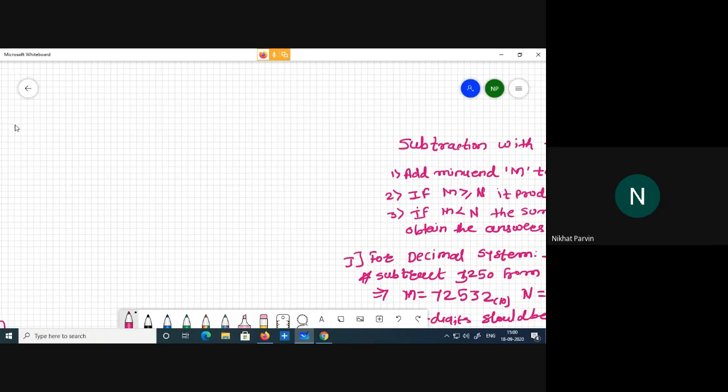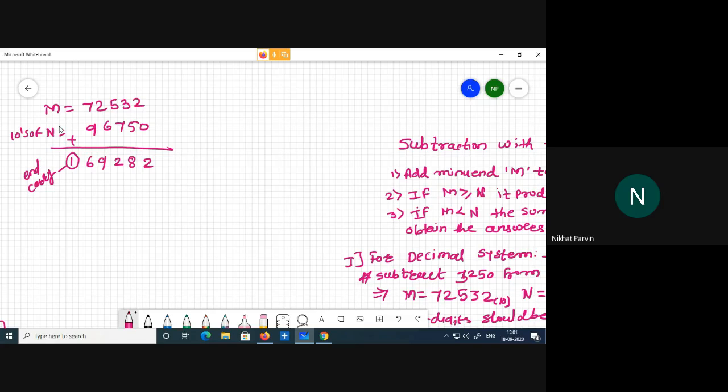For the tens complement of the subtrahend, I need to add it to the minuend. My minuend was 72532 and the tens complement of the subtrahend n becomes 96750. Now you need to add these two. So my answer will be... and here you can see because of this addition, your end carry got generated. The end carry is produced.